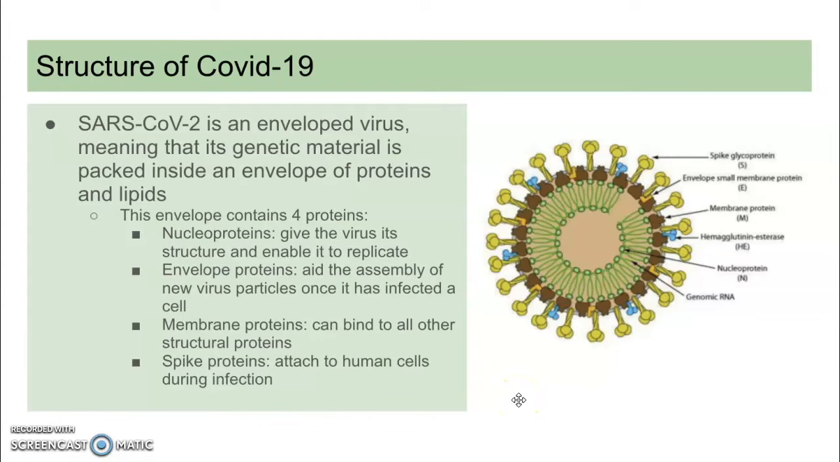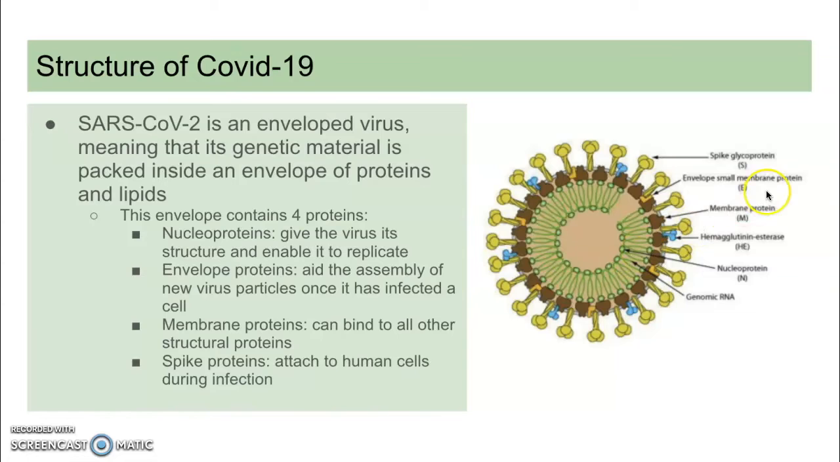So moving on to the structure of COVID-19, we've included an image to the right which helps a lot in the overall understanding of it. But basically, coronavirus is an envelope virus, which means that there is a core of tightly packed RNA or genetic material surrounded by proteins and lipids, and these proteins and lipids are what provide structure and assist in other functions like making new viruses. If we're taking a closer look at these proteins, there's first the nucleoproteins, which we see right here. These give the virus its structure and enable it to replicate.